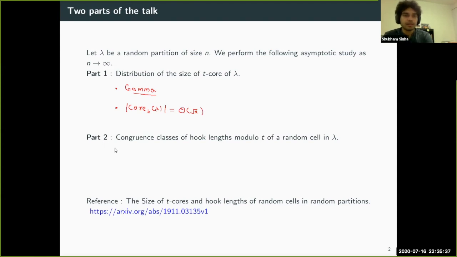The second part will be mostly about congruence classes of hook lengths, modulo t, in a random partition. Here we developed some new technique, which we call smoothing. And using this technique, we will prove that the probability that a hook length is congruent to i mod t approaches 1 over t as the size of the partition grows large enough. All the references can be found in the paper, which is on arXiv.